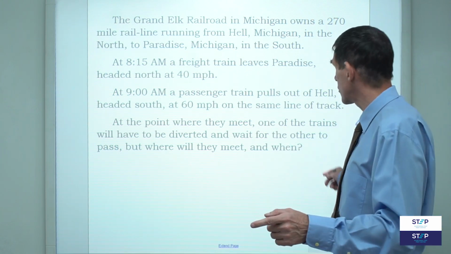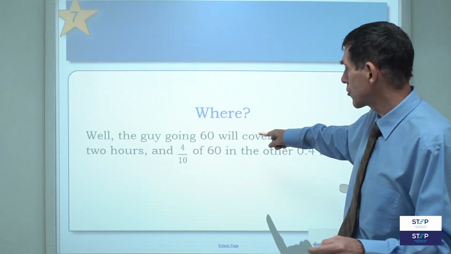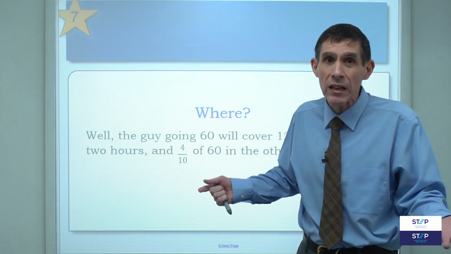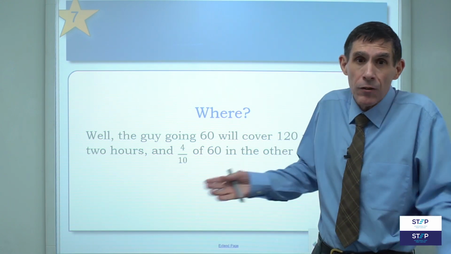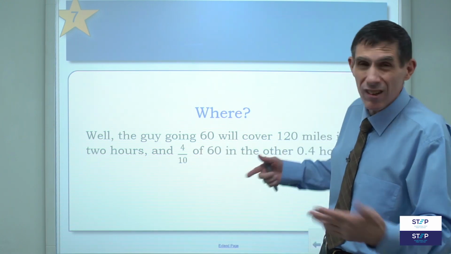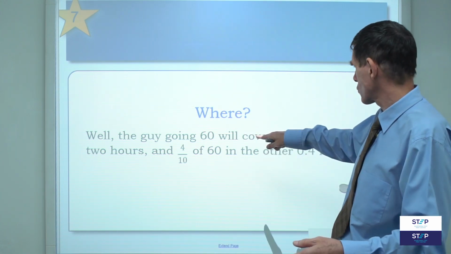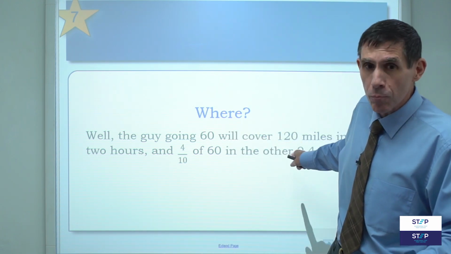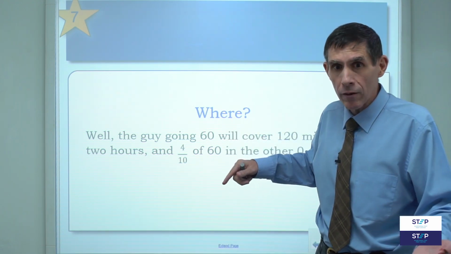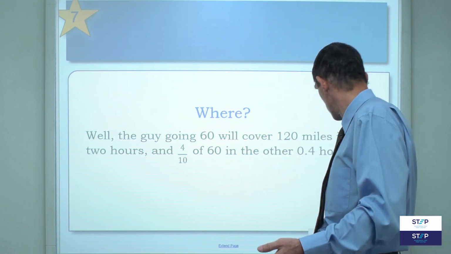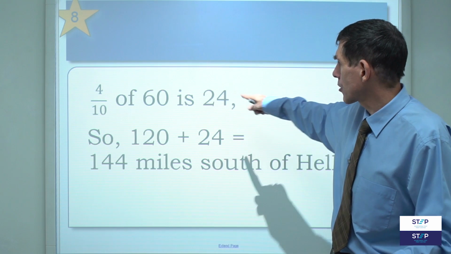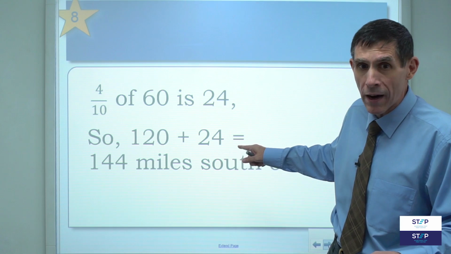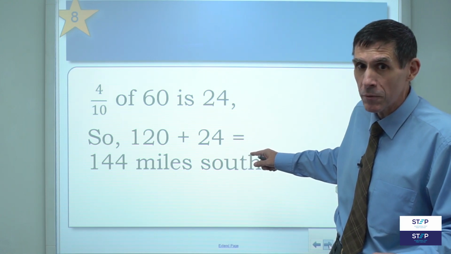Let's see. The guy going 60, he's covering 120 miles in 2 hours, right? Use the guy who's going 60 because it's easy to convert time to distance if he's going 60 miles an hour. That's easy. Okay. Always go for the easy way. 120 miles plus 4/10 of 60, and the other 0.4 hours is 24 miles. So where is he going to meet? 4/10 of 60 is 24. 120 plus 24 is 144 miles south of Hell. That's where they're going to meet.